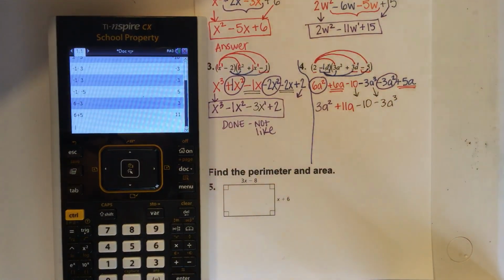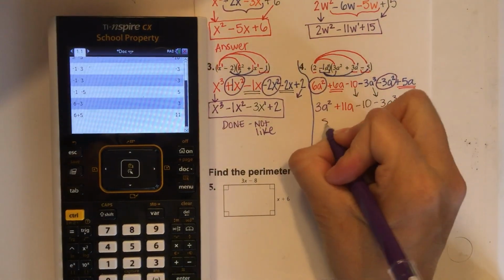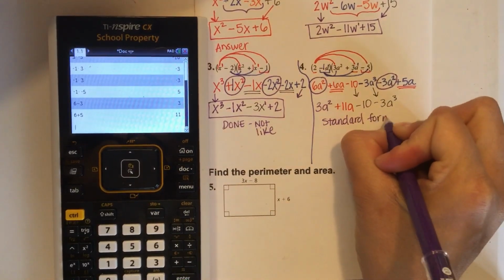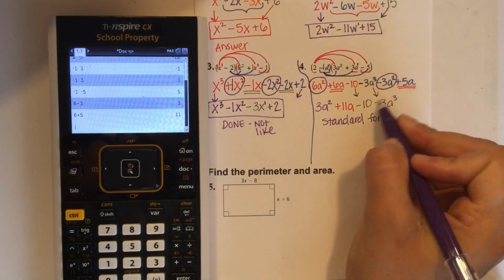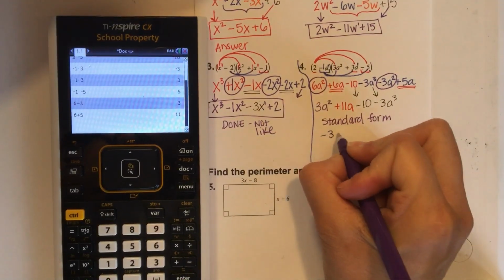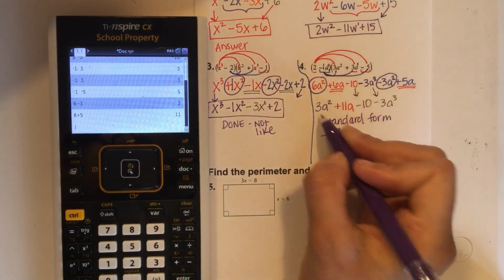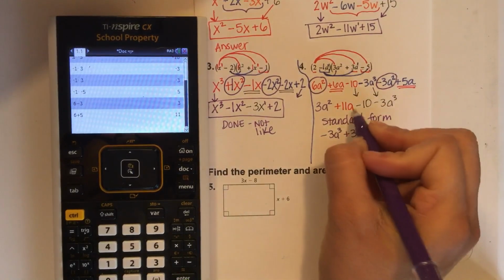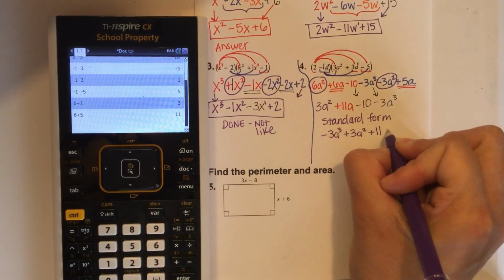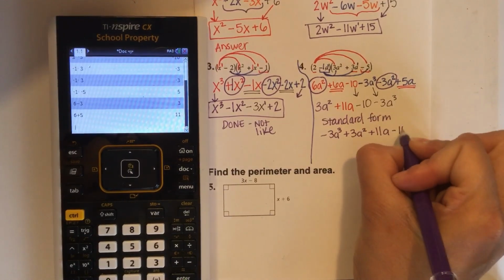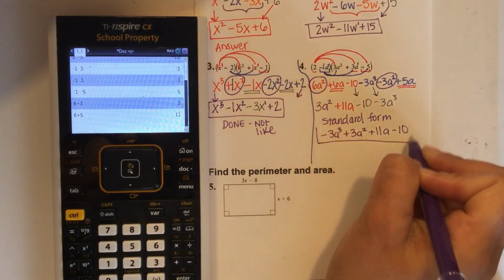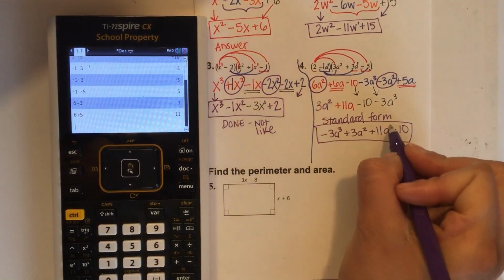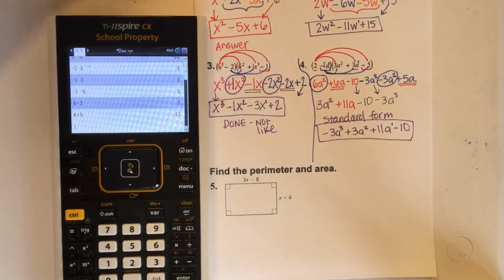Now you just want to put this in standard form. In standard form, you have it in order with negative 3a first, cubed. Then we bring down plus 3a squared. Then we bring down plus 11a. Then we bring down a minus 10. This is in standard form, and these are not like. 3, 2, 1, and none.